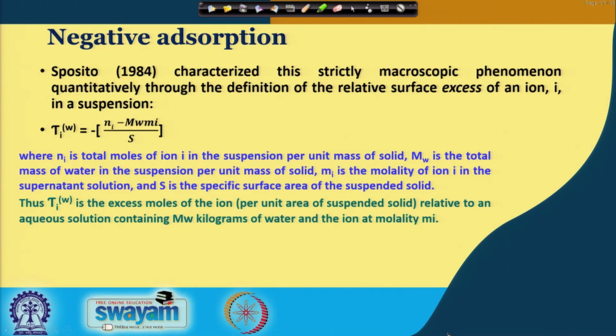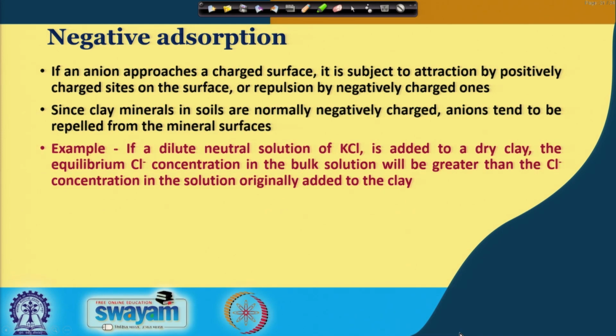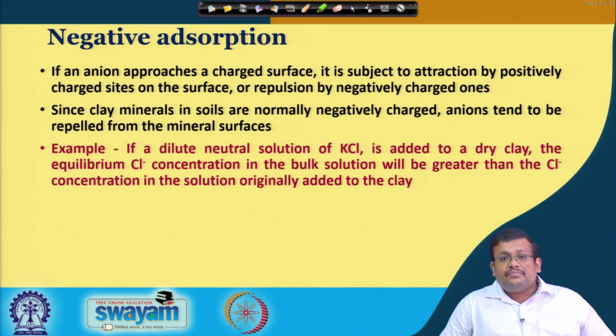We will also see what other factors are responsible for retention of non-ionic pollutants onto the soil solid surface. We have already seen this relationship given by Posito in our last class, and we are going to discuss some more about negative adsorption. Now, if an anion approaches a charged surface, it is subjected to attraction by positively charged sites of the surface or repulsion by the negatively charged ones.